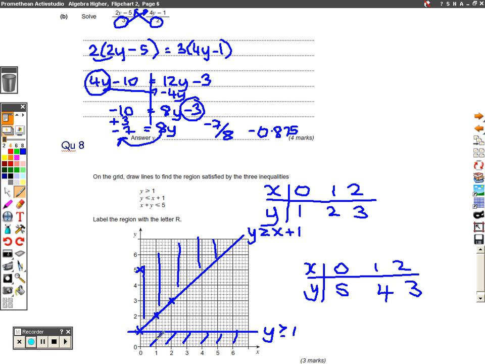And again, use your ruler then to draw in the line. All of these could be solid lines because they had the equal to sign in them. Okay, you have to decide then, do you want above the line or below the line? It's got to be less than, so we want less than the line, so shade the part that we don't want. And in there is the region that we're looking for.